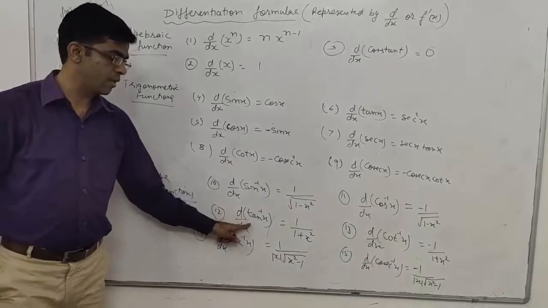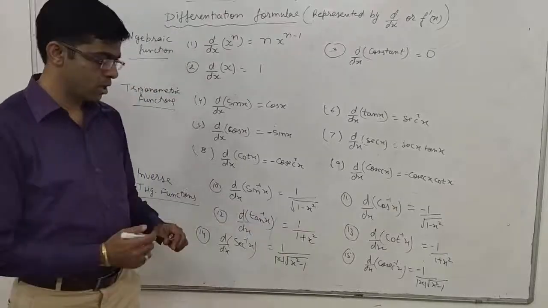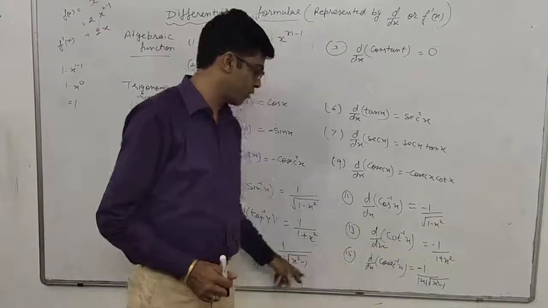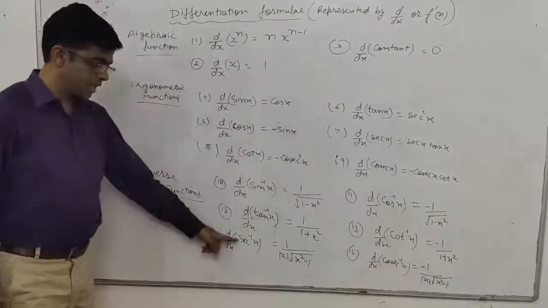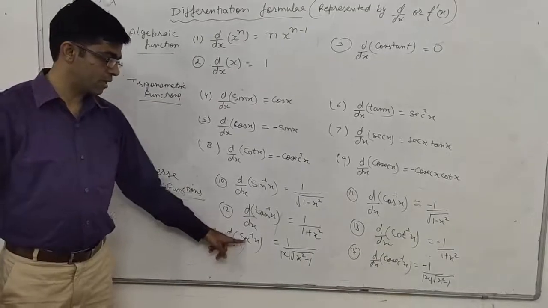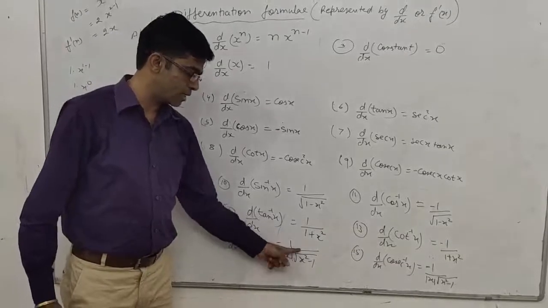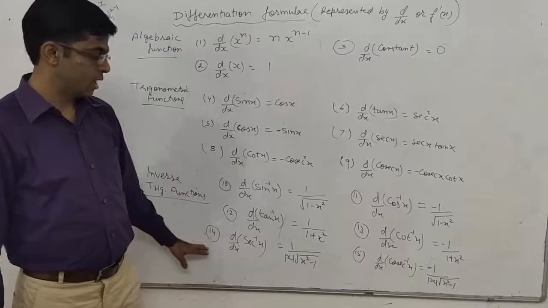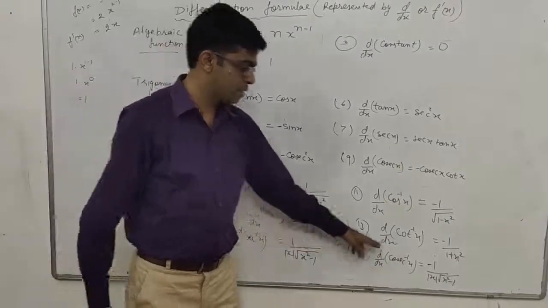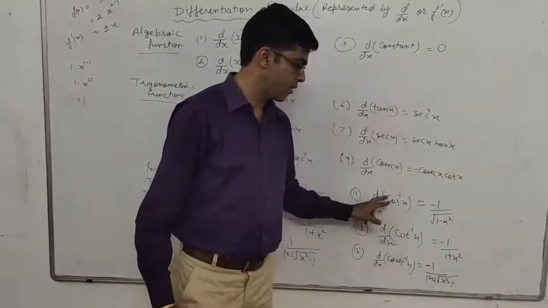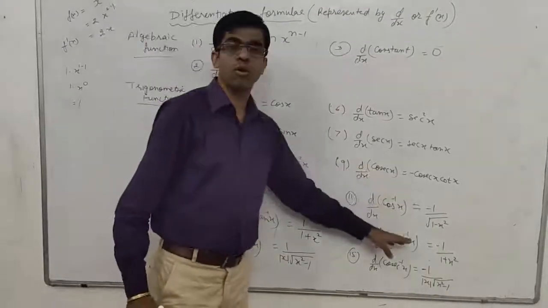Then d by dx of tan inverse x, the differentiation of tan inverse x is 1 upon 1 plus x square. Now what is the differentiation of cot inverse x? It starts with c and the same answer will come but with a negative sign. Sec inverse x: the differentiation of sec inverse x is 1 upon mod x square root of x square minus 1. Then comes cosec inverse x. It starts with c, and whatever the answer was for sec inverse x, the same answer will come but with a negative sign. Whenever the trigonometric or inverse trigonometric function starts with c, don't forget to put the negative sign.